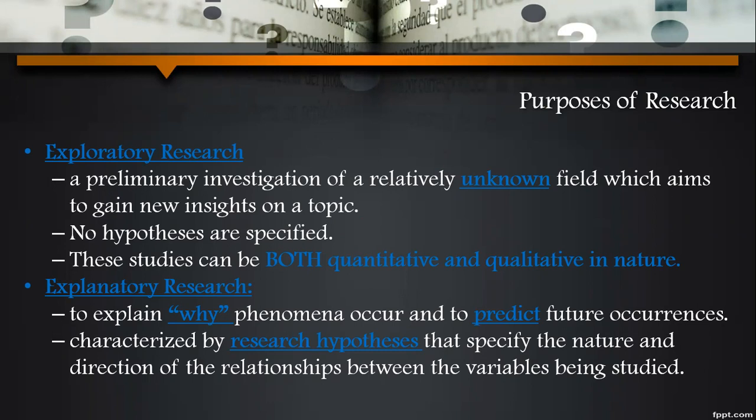In terms of explanatory research, it is done to explain the why behind a phenomenon and to predict future occurrences. Okay, so typically in explanatory research, when we get to the point where we are ready to conduct research at this level for this purpose, there's typically a precedent in the literature already for the topic that we're studying. And so usually within explanatory research, research hypotheses are formulated. Explanatory research is characterized by research hypotheses that specify the nature and direction of the relationship between variables being studied.